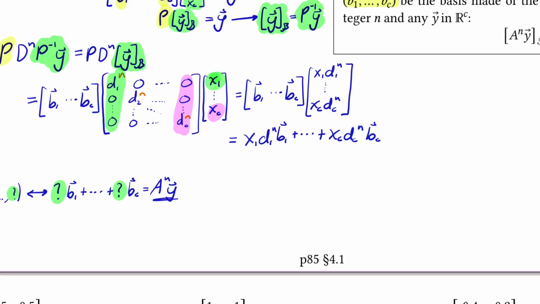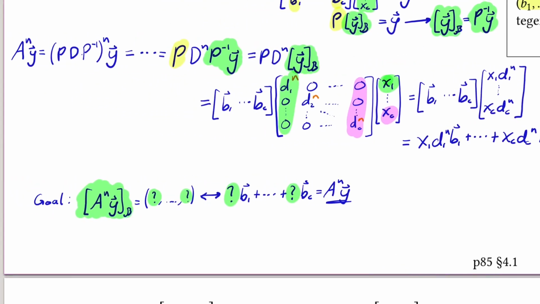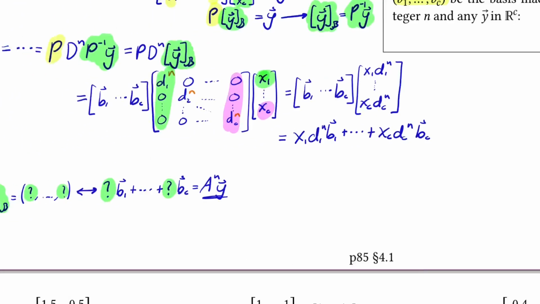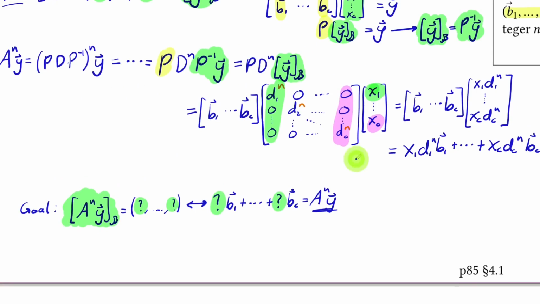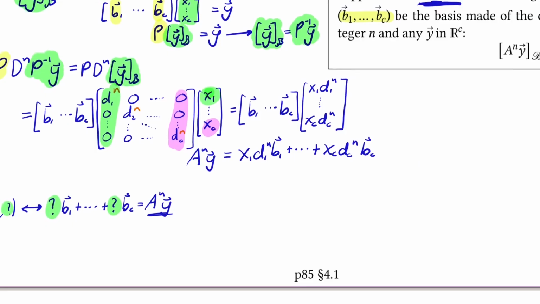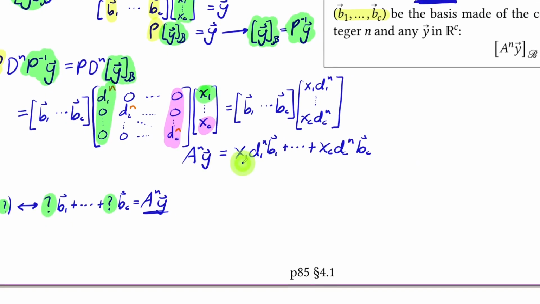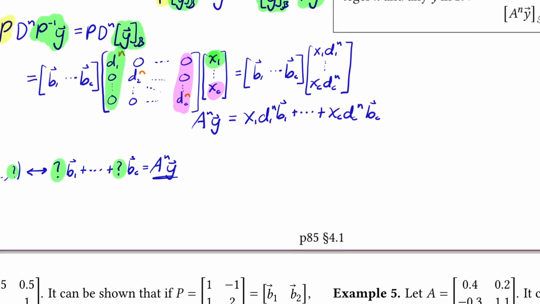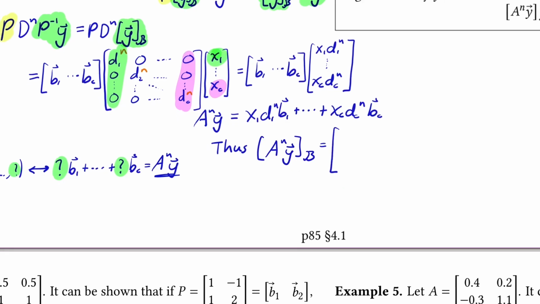And let's remember, what are we trying to find? We're trying to find the B coordinates of this. Again, this whole thing is still A to the power n times y here. And what do we have? Oh, we have the linear combination of the columns of P that we wanted, and we can see what the weights are. Thus, the B coordinate vector of this thing is, well, we have it here already.